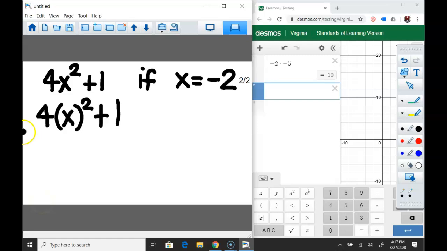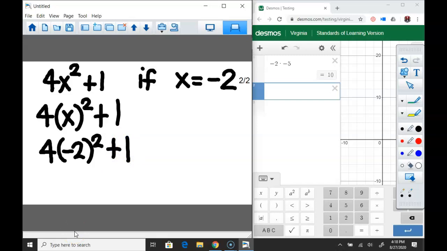And I want you to notice what I did here. This was 4 times x squared, so I'm going to use parentheses to show that. But I want you to notice where I put that exponent. I put that exponent on the outside of those parentheses. So this is how I need you to think of that problem. Now we can sub in negative 2 where we see that x. So we're going to have 4 times negative 2 squared plus 1.